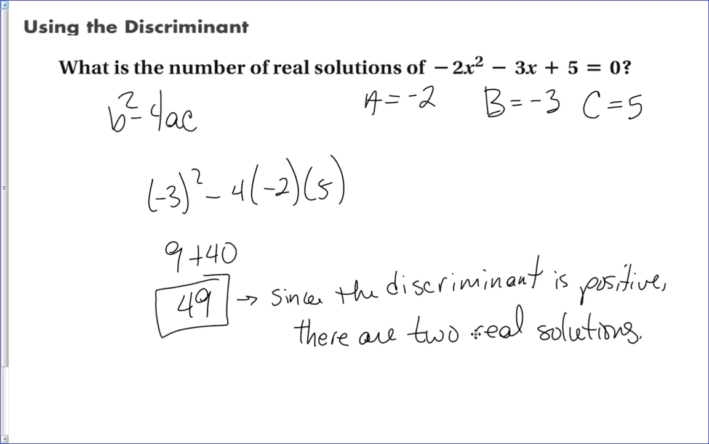Pretty simple, right? You just fill in the b squared minus 4ac. Don't worry about the square root. You don't need it. All you need to determine is whether this is positive, negative, or equal to 0. If it's positive, you have two real solutions. If it's 0, you have one real solution. If it's negative, you have no real solutions.